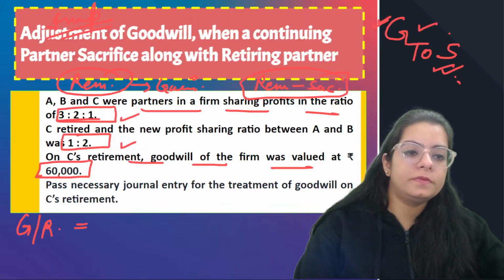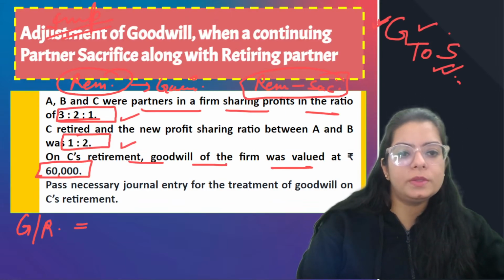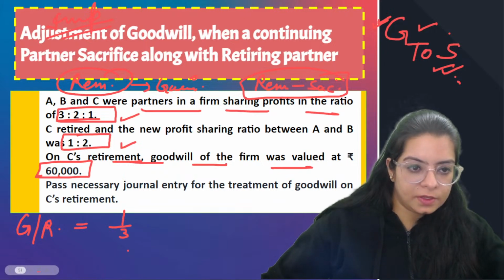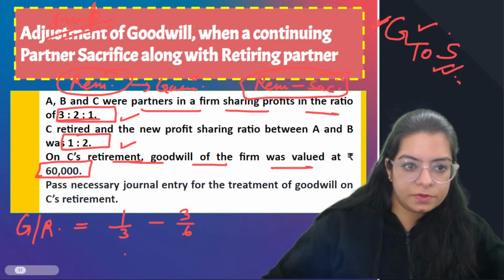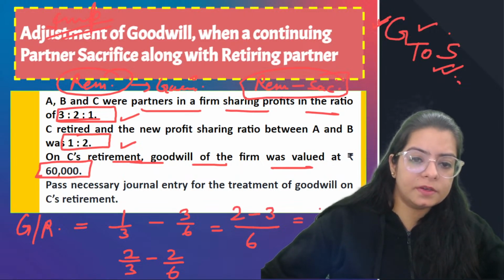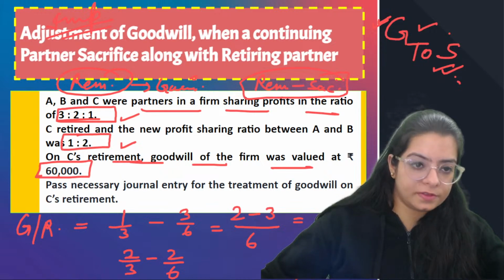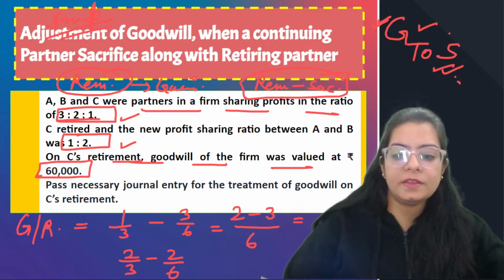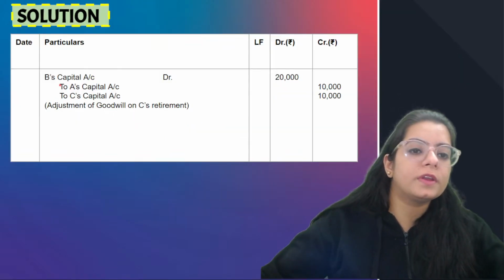So when you calculate it, you will see that C is the retirement. Let's calculate it once. New ratio 1/3, 1/3 minus 3/6, and for C retires, so 2/3 minus 2/6. Take 6 as LCM. You can see there is -1/6 for A. A is sacrificing. Yes, A is sacrificing, so you are going to credit A.